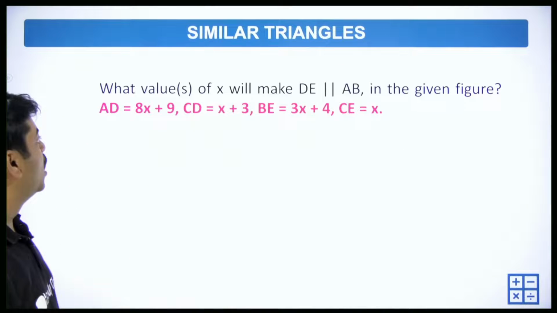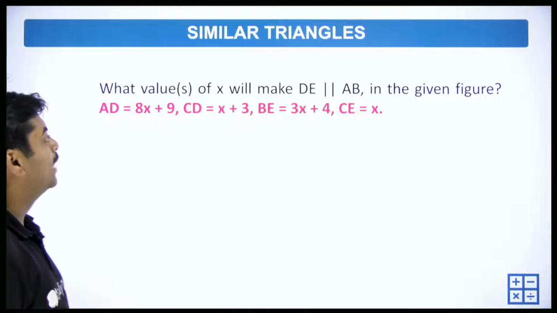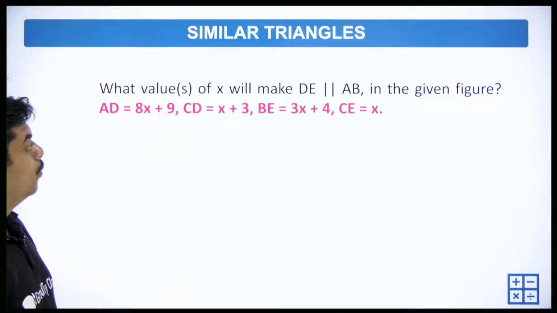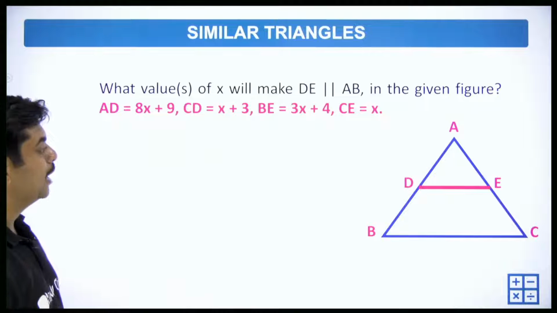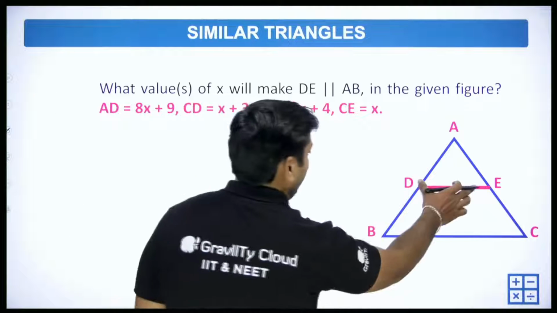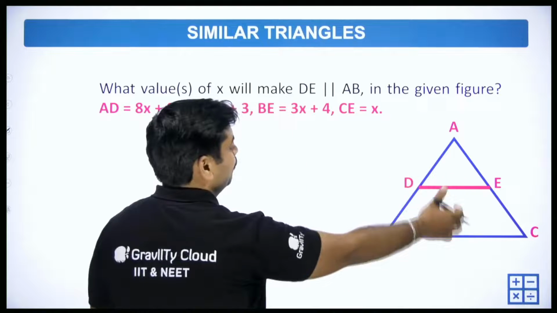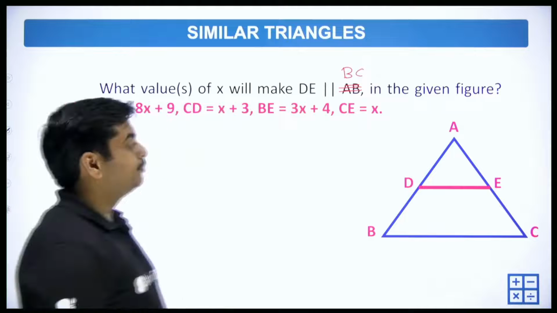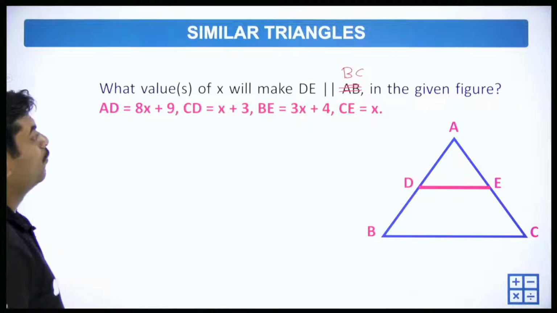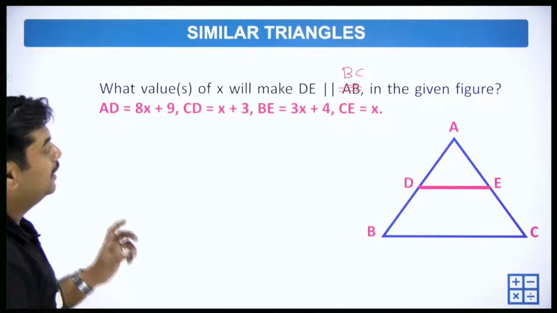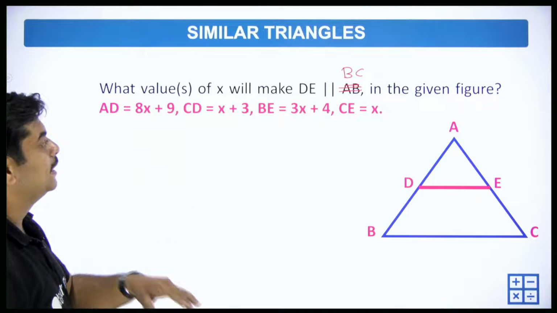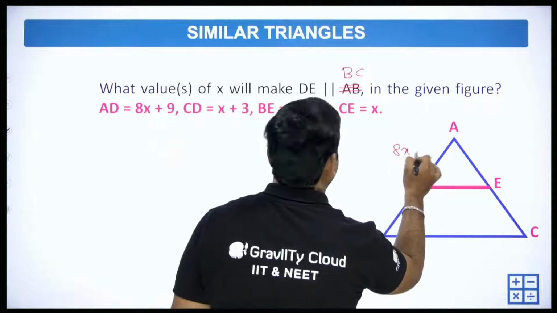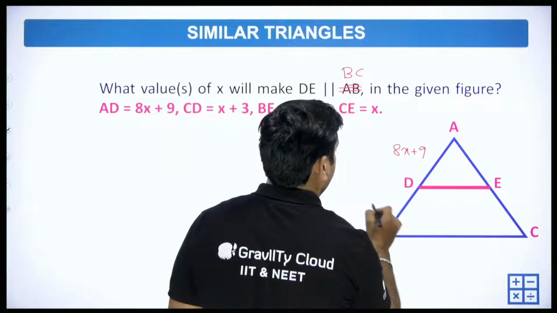So we have a question here. What value of x will make DE parallel to BC in the given figure? DE parallel to AB, not AB, it should be BC. Okay, DE parallel to BC, right? AD is equal to 8x plus 9.